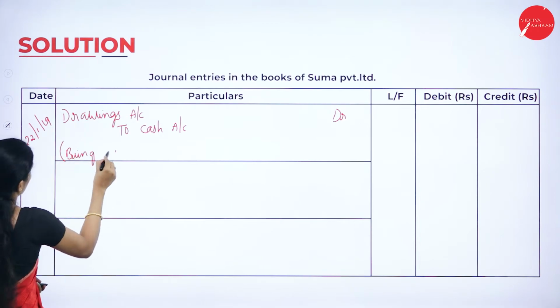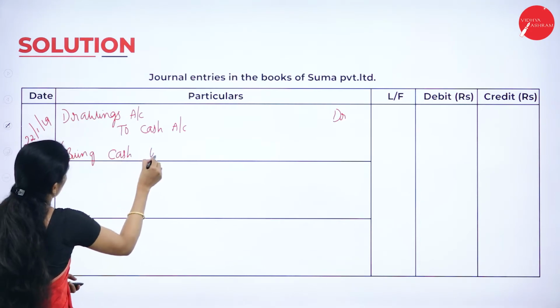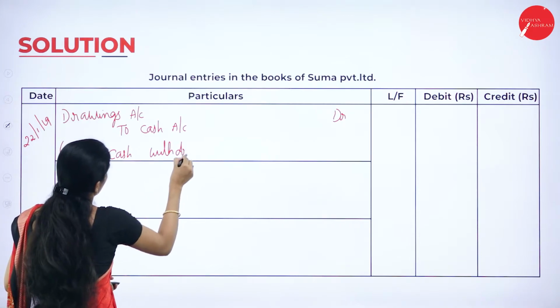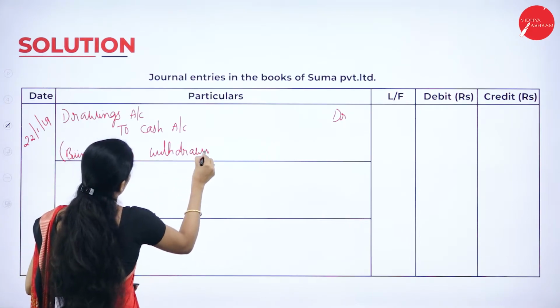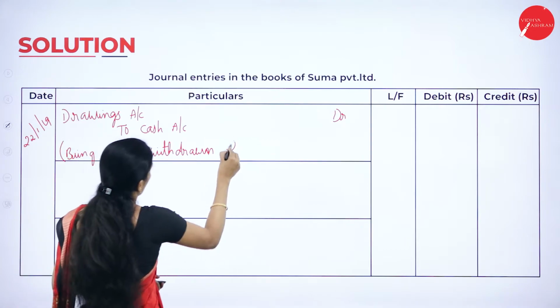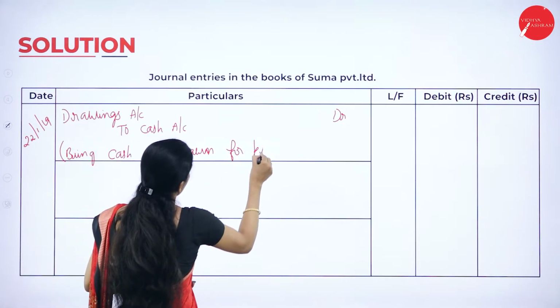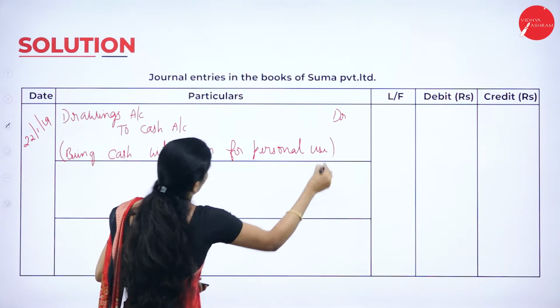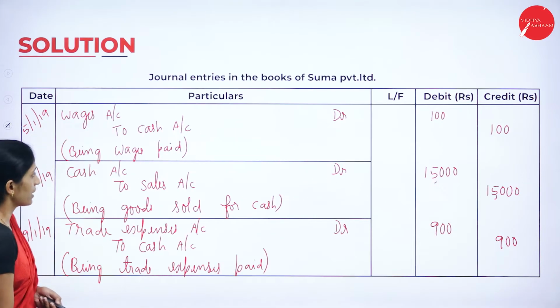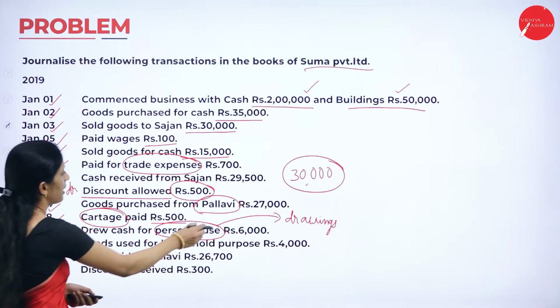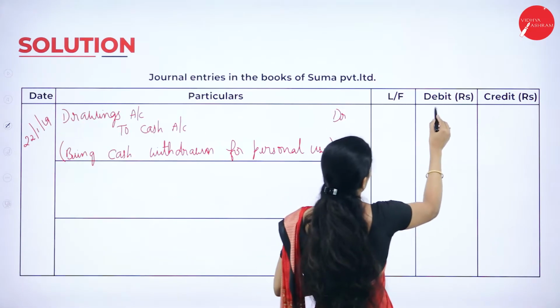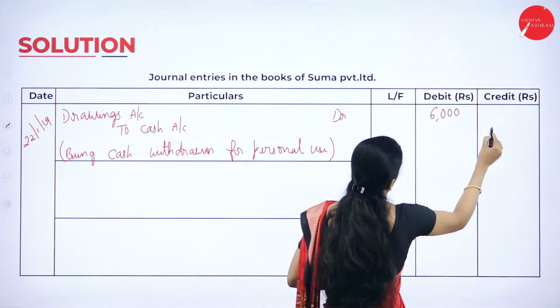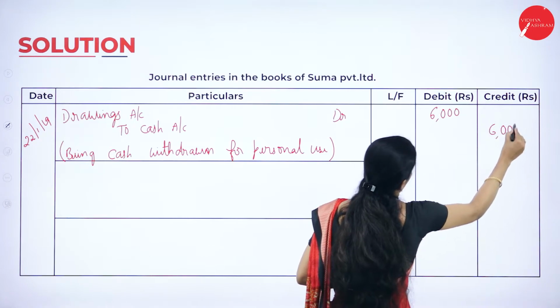Being cash withdrawn for personal use. Close the bracket. And what is the amount of cash withdrawn? It is 6,000. So debit 6,000 and credit 6,000.